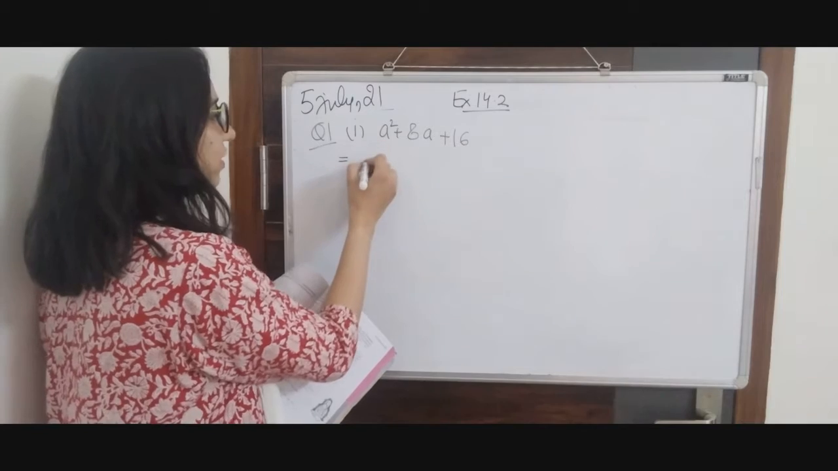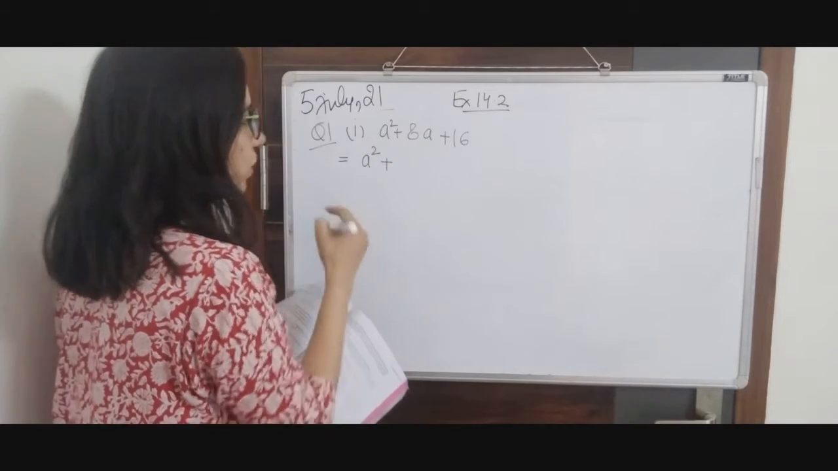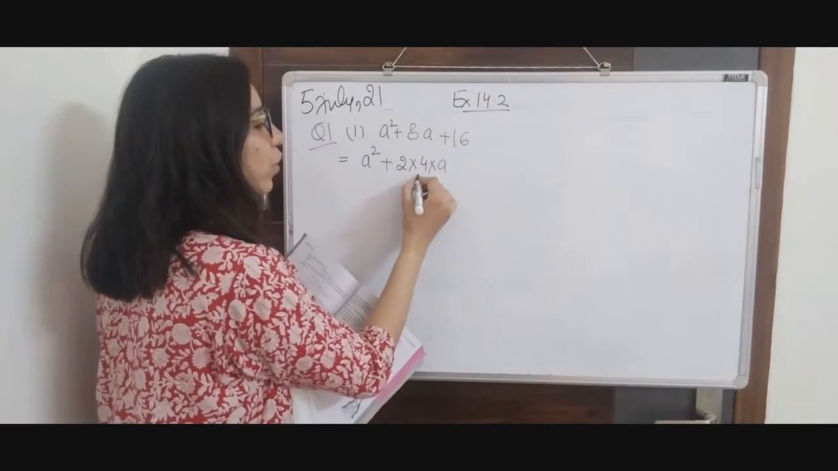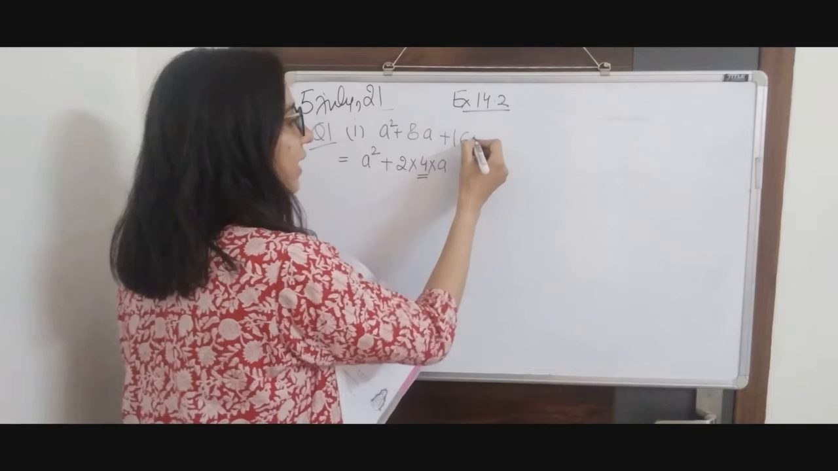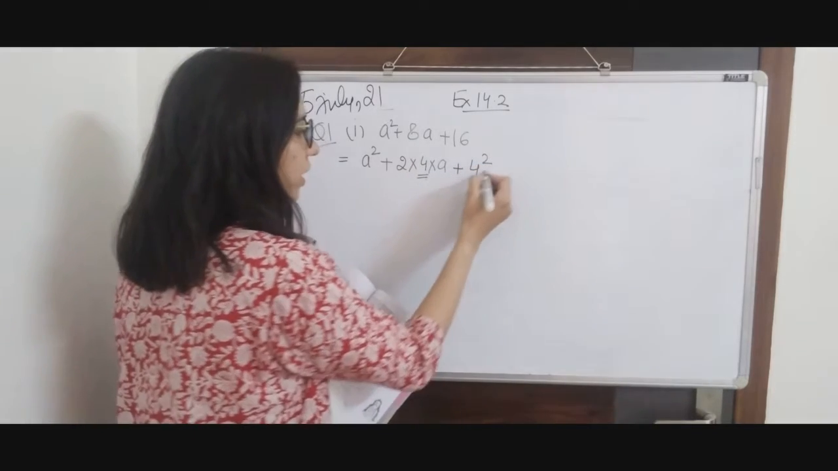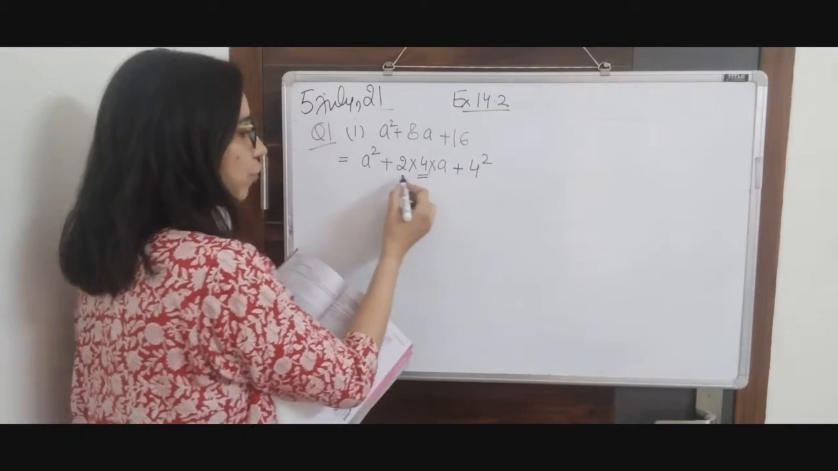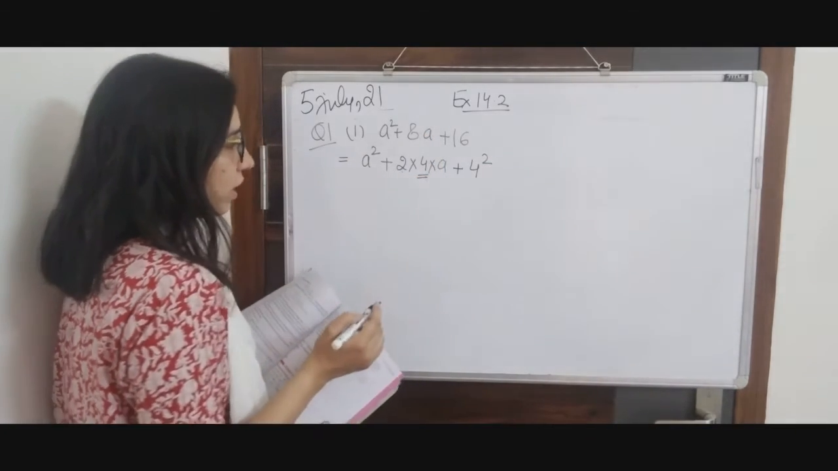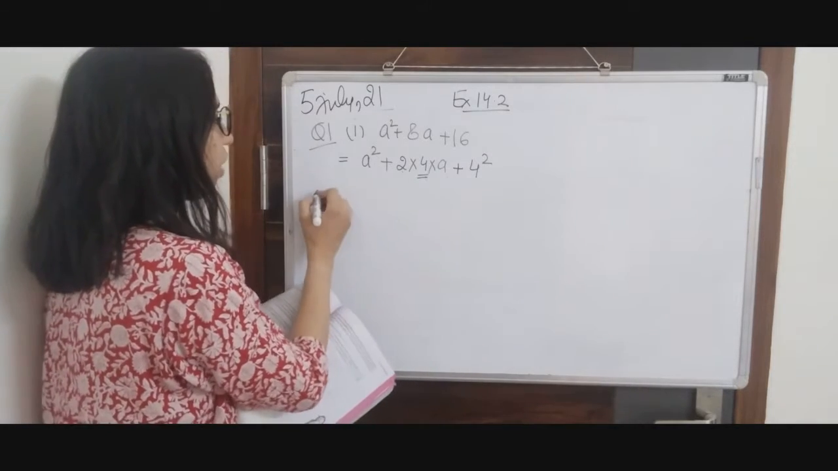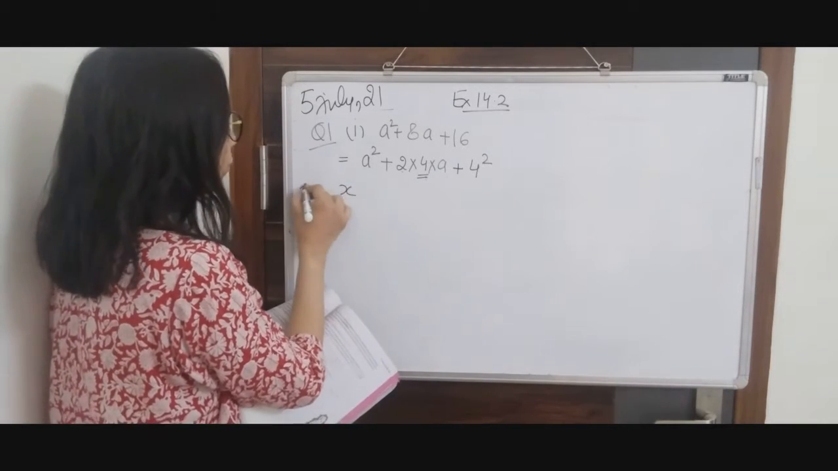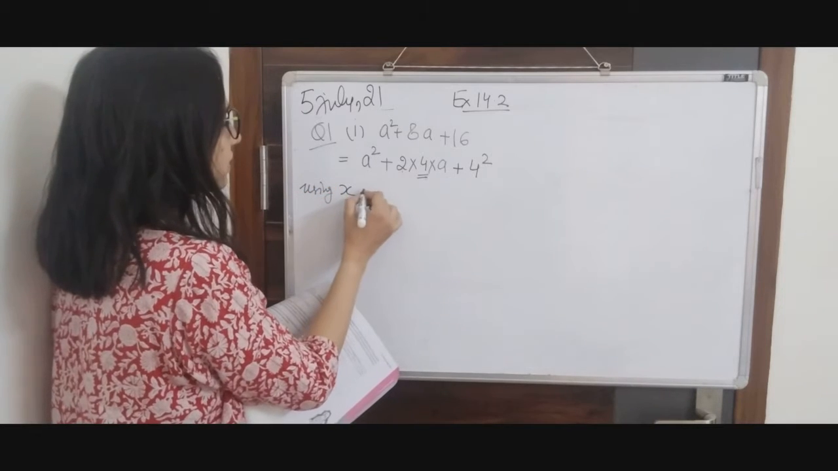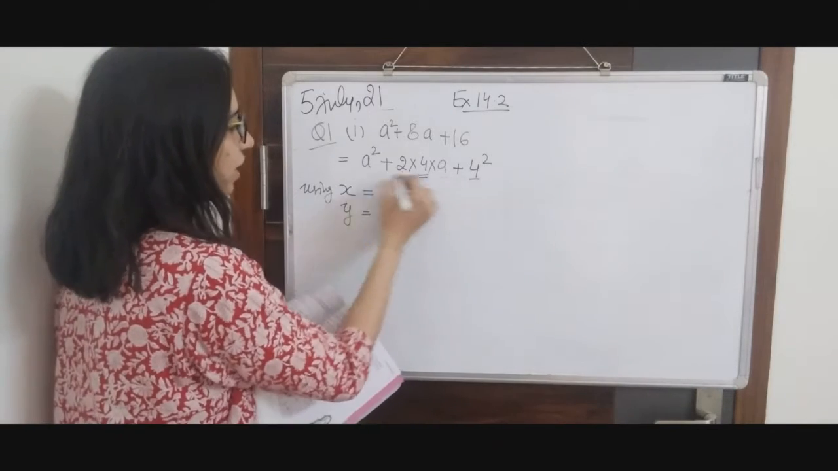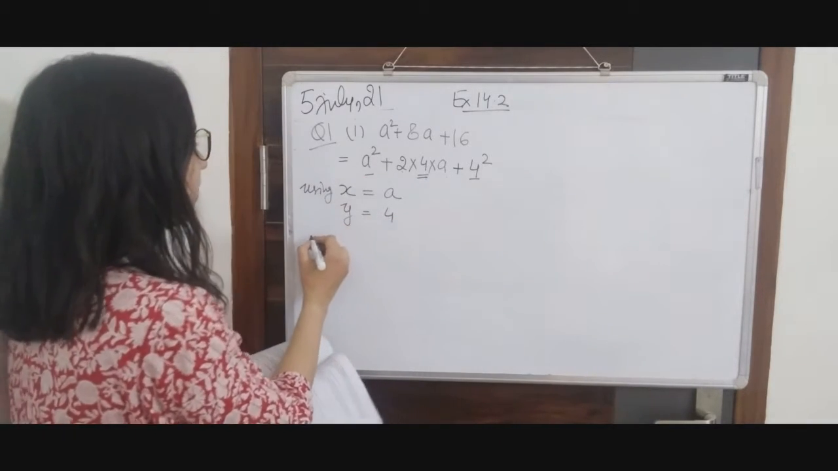Now I can write this as a square plus 2 into 4 into a plus 4 square. How do I know that I have to write 4 here? By this term, because this term is 4 square and it should be 2ab. So whatever is left after dividing this number by 2, we write that number here. So we have done this. Now using x as a, we are writing x, and y as, what is y? 4.